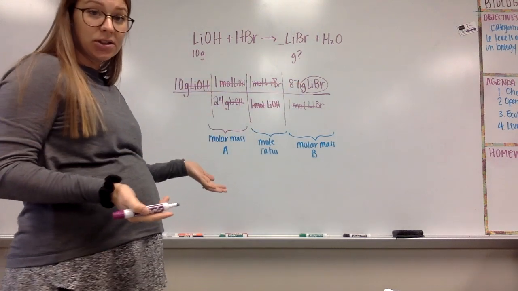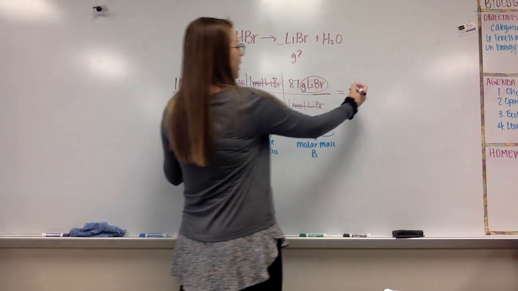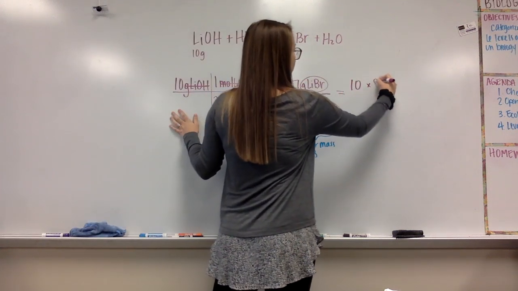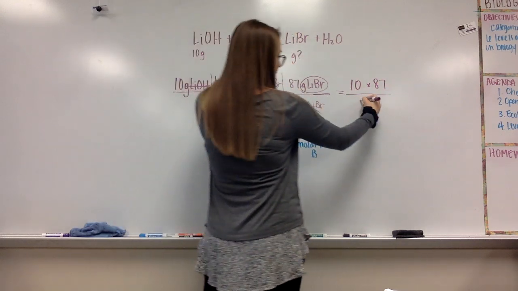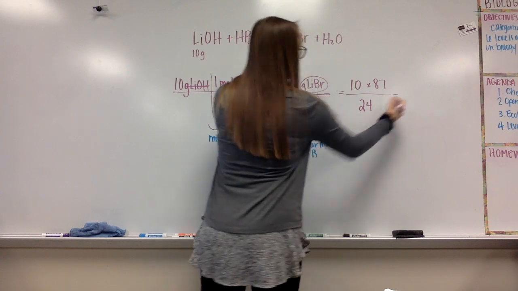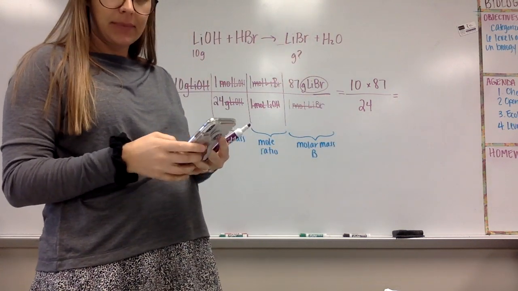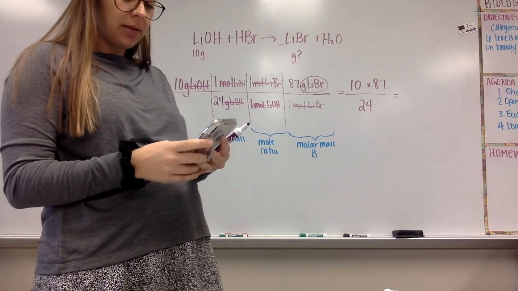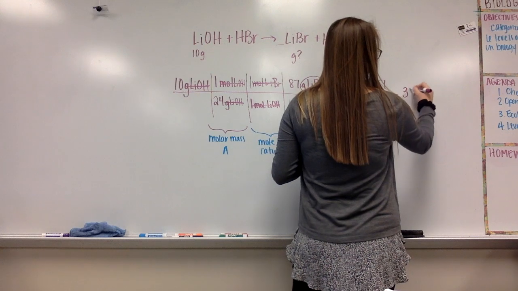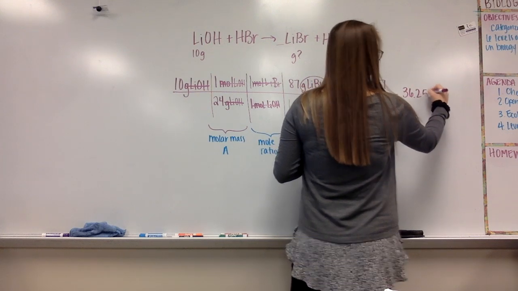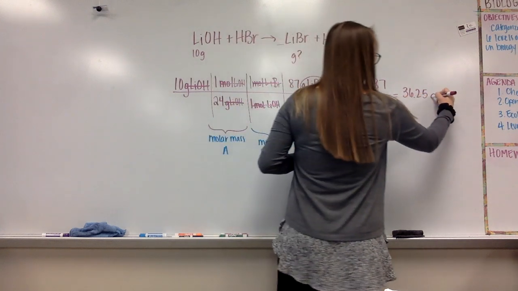Our final step is to just calculate. So we take everything across the top. So we do 10 times 87 across the top, and then everything across the bottom, which is just 24. So, final answer, let's see, 870 divided by 24, 36.25. And final units, you need to make sure that you label grams of lithium bromide.